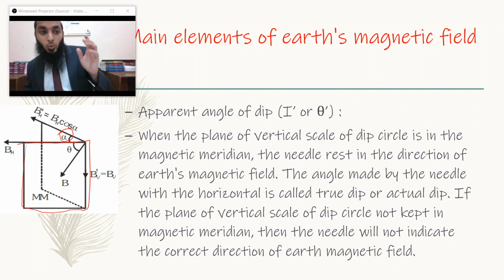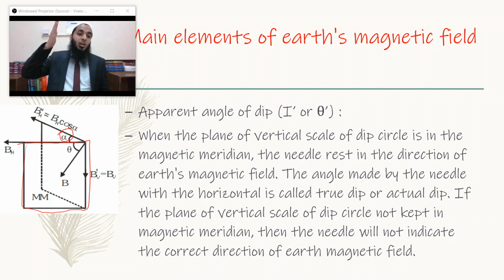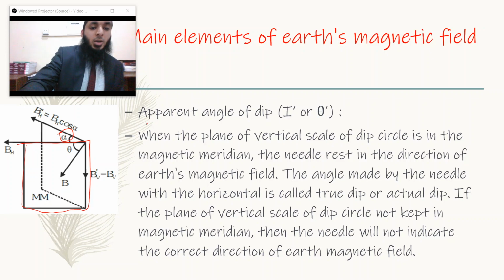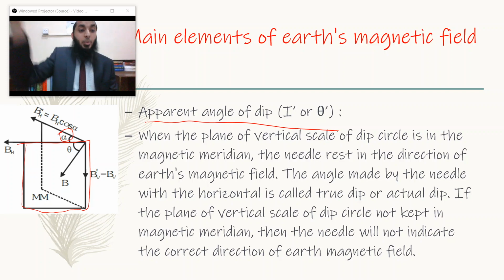So first of all, what is apparent dip? It is the angle of inclination or angle of dip in a plane which is not the magnetic meridian. That's all. Any other plane whatsoever. It can be the geographic meridian also, but not necessarily. It can be any plane. So let's continue here. The apparent angle of dip is represented by I dash or theta dash.